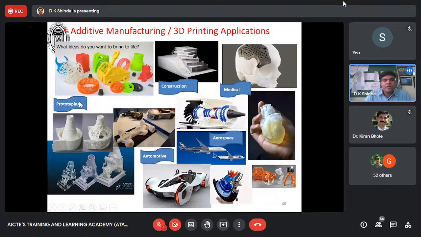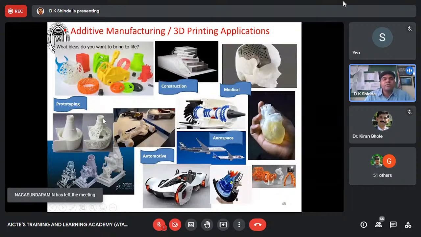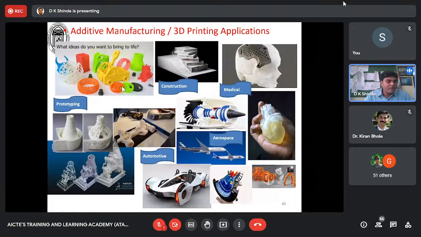So few of those prototypes. So you first of all develop the 3D model, then you do the slicing using the STL file and upload the STL file, and then queue your material and check all your parameters, and the entire 3D printing can be completed by layer by layer deposition using this particular fused deposition modeling.